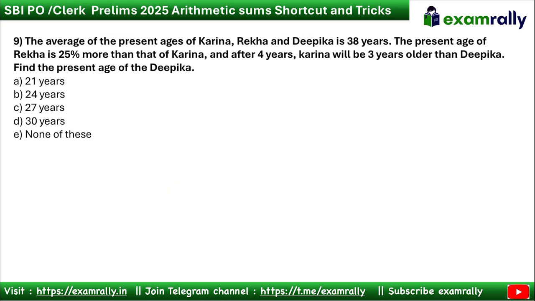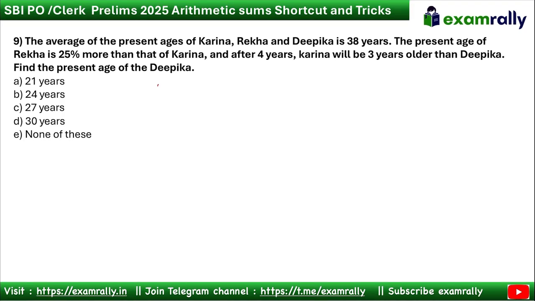Next one. The average of the present ages of Karina, Rekha and Deepika is 38 years. The present age of Rekha is 25% more than that of Karina, and after 4 years Karina will be 3 years older than Deepika. Find the present age of Deepika. See, this is an easy level question based on ages.